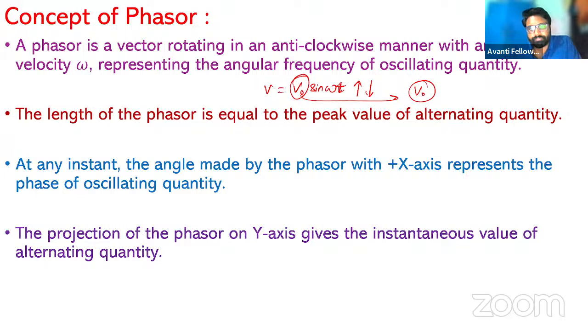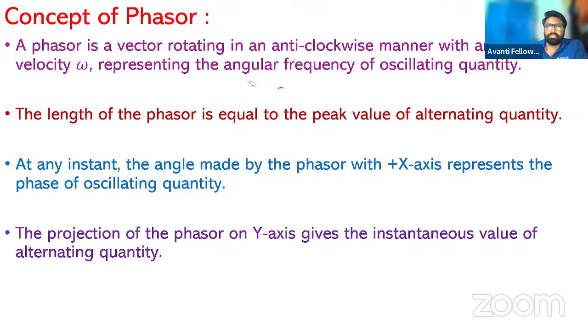Clear? Or we can say the fluctuation is possible in these types of vector. So phasor is a vector rotating in anti-clockwise sense. It is a rotational vector, which rotates in anti-clockwise sense with angular velocity omega, representing the angular frequency of the oscillating quantity. What is omega? Angular frequency of the oscillating quantity. The length of the phasor is equal to the peak value of alternating current. So peak value, let's say V equals V naught sine omega t.